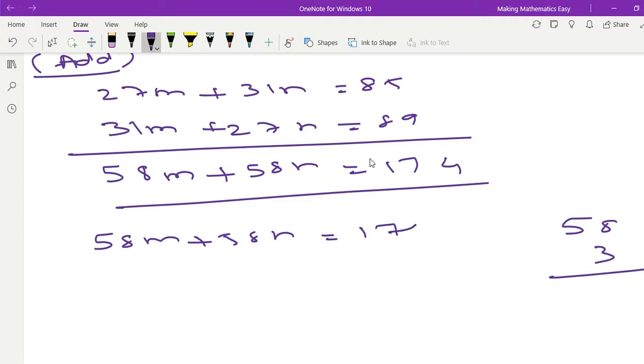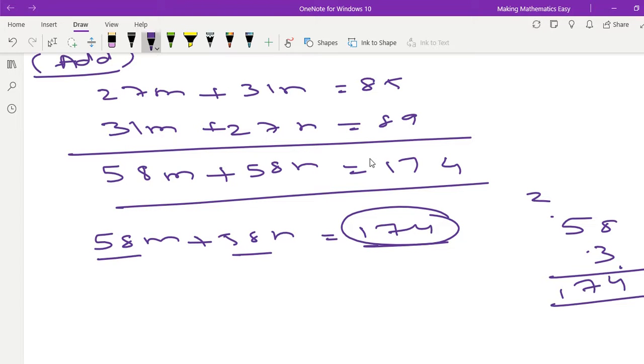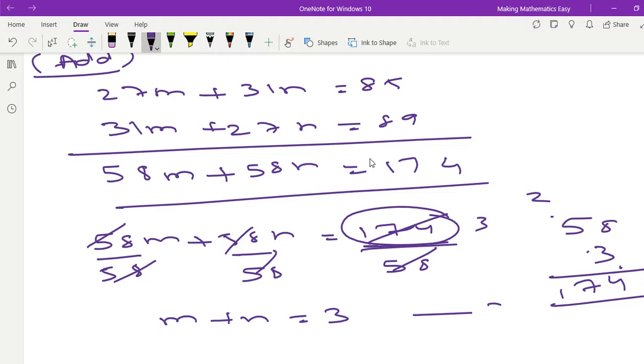Let's first write the equation. So if you see 58, 58, and let us check whether this is also there in table of 58. So 8, 3s are 24, 5, 3s are 15, 16, 17. So yes, 3s are, we have 174. So we can divide this by 58, 58 ones are 58, and 3s are 174. So you have a new equation, m plus n is equal to 3. So this is your equation number 3. I hope you have got this.